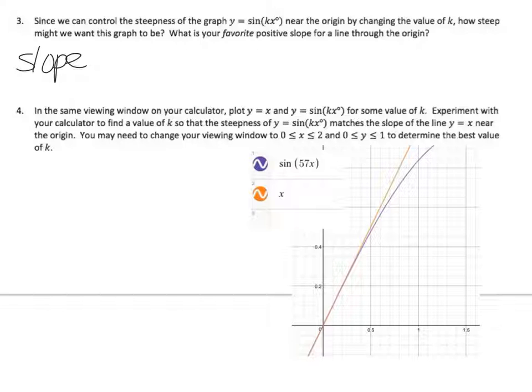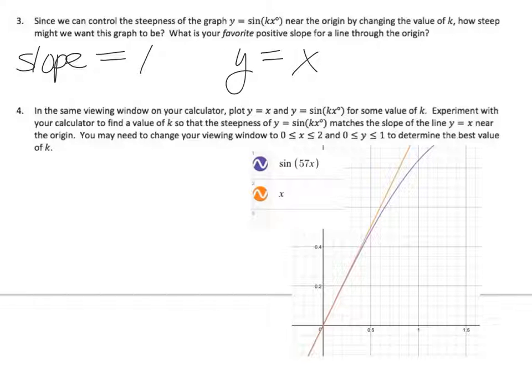So it would make sense to try to get the steepness at the origin to be the same as the diagonal line y equals x, because that's through the origin, the y-intercept is 0, and it has a slope of 1. So that would be really a great way to compare things. So in the same viewing window, on your calculator or Desmos, plot y equals x and y equals sine kx for some value of k. Experiment with your calculator to find the value of k so that the steepness of y equals sine kx matches the slope of the line y equals x near the origin. You may need to change your viewing window to determine the best value of k.